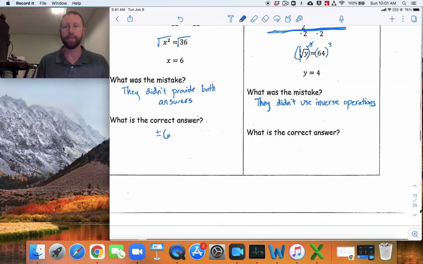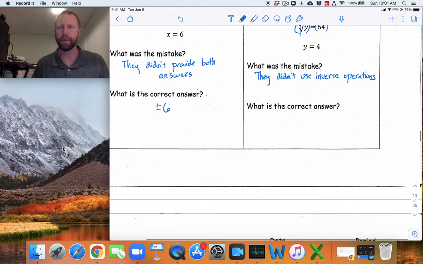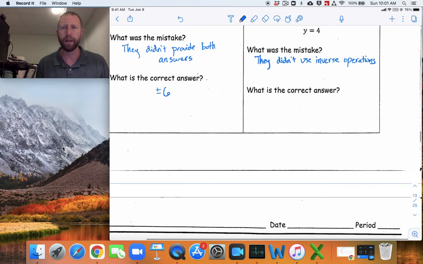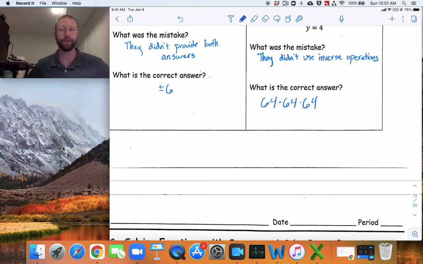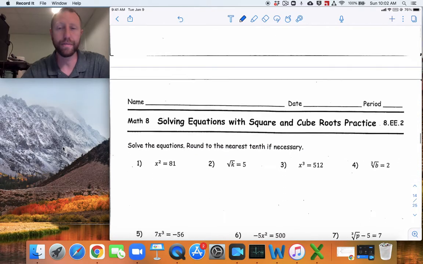This is where maybe I wish I wouldn't have put my phone out in the hallway. We've got to do 64 times 64 times 64. In fact, seems like this is a good opportunity for you guys to get your calculator skills under control and go ahead and do that. So go ahead and do 64 times 64 times 64. Put your answer there, and yeah, then you're ready to move on to the practice problems.